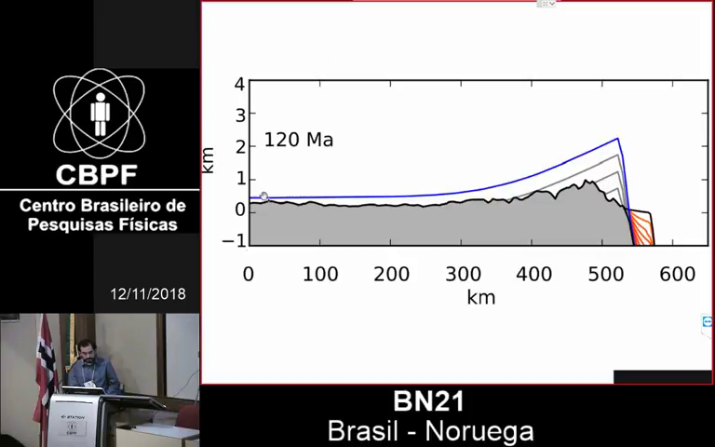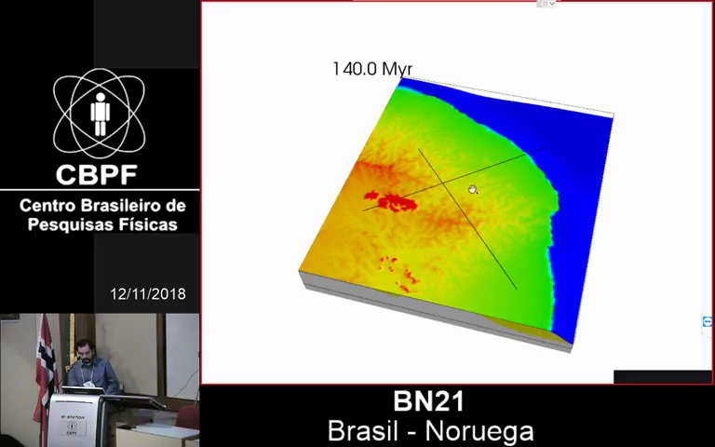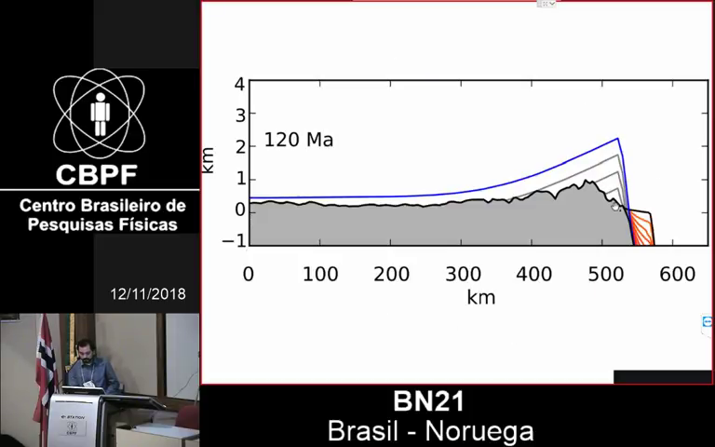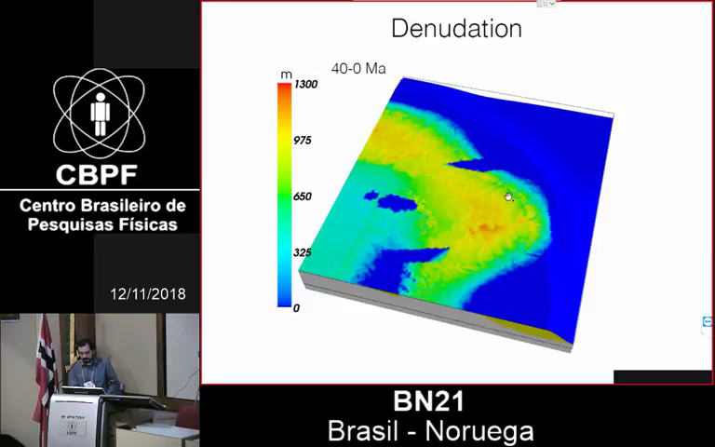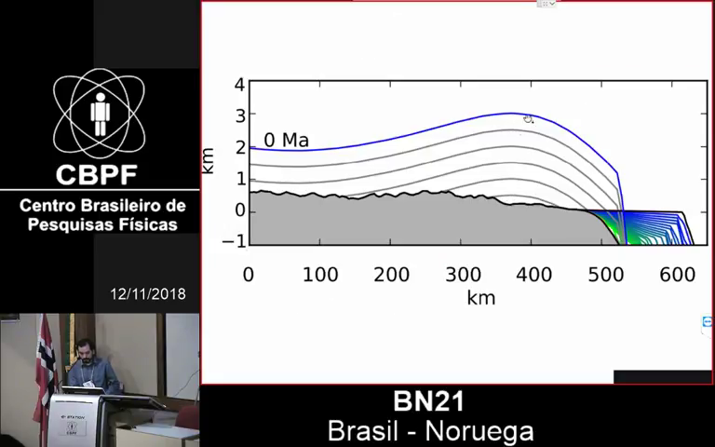It's important to see here the temporal evolution of the denudation of the margin. Here I show a cross-section in this direction here, where I simulated the denudation. It's the same model, and each layer here represents 1,500 meters of denudation. So here we have almost 2 kilometers. And with time, the maximum denudation migrates landward.